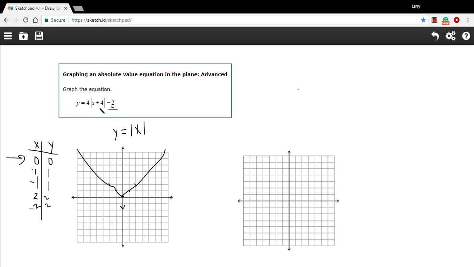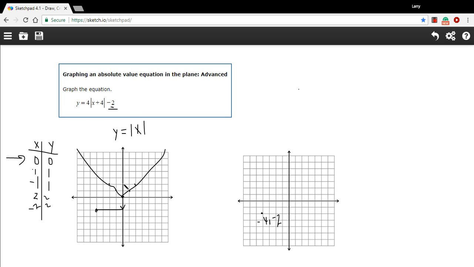The other part that helps you locate the vertex is what's inside the absolute value symbol. Here we have a plus 4. The number here inside the absolute value symbol moves the function left or right. A positive value moves it left. So we're actually going to move left 4 spaces. So our vertex for our new function is going to be right there. In fact, let me just put that over here on this graph. So this is the point -4, -2.